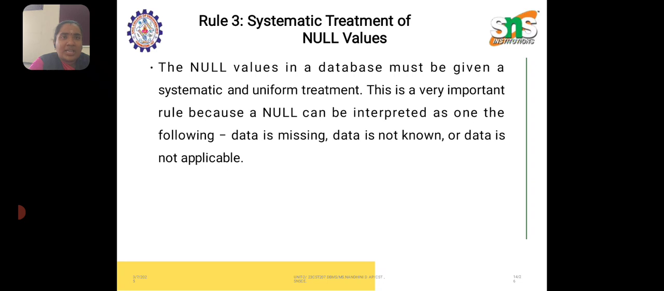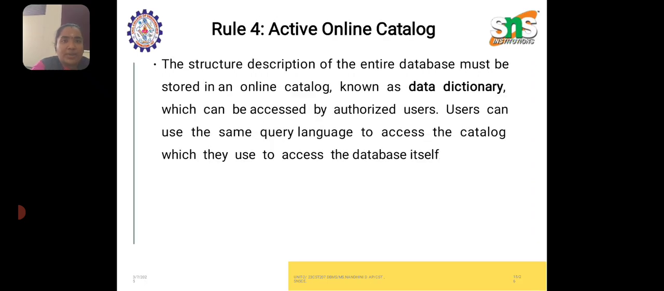Rule 3 is known as systematic treatment of null values. The null values in a database must be given a systematic and uniform treatment. This is a very important rule because a null can be interpreted as data which is missing, is not known, or data is not applicable.